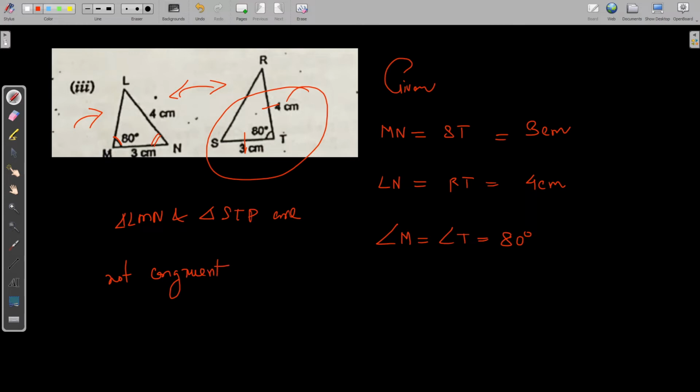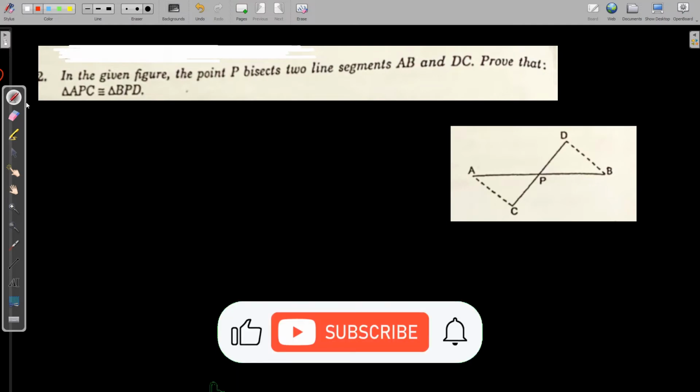Okay, so I hope all of you understood. We should always consider the angle which is in between the sides for it to be congruent. Easy. Let's take another question.